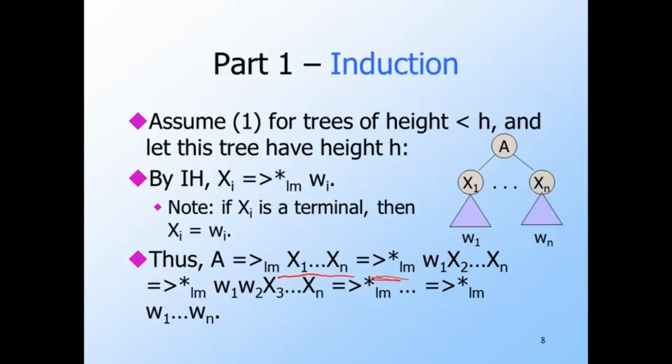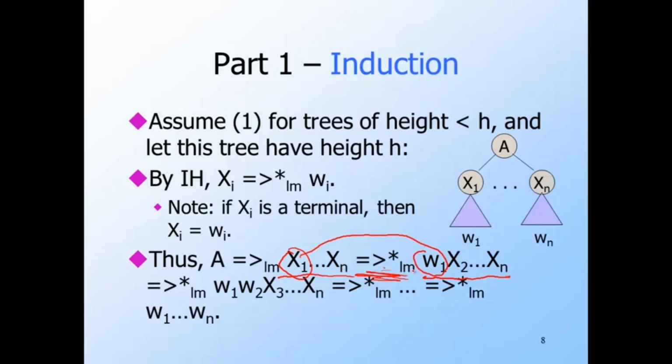On the other hand, if x1 is a variable, then we apply the inductive hypothesis. The subtree with root x1 and yield w1 has height at most h minus 1, so there is a leftmost derivation of w1 from x1. In that case, this x1 has been replaced in a leftmost derivation by w1, and this goes to star represents all the steps that were necessary to replace x1 by w1. Either way, we can conclude that there's a leftmost derivation of w1 x2 through xn.